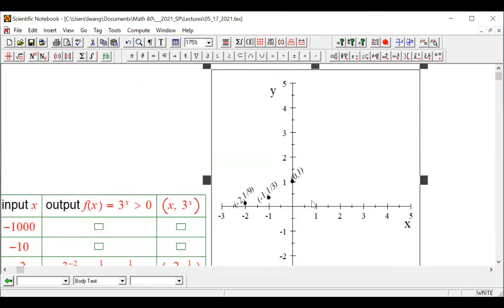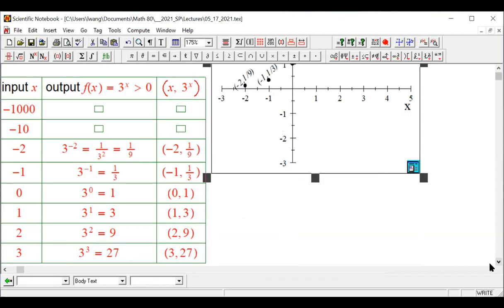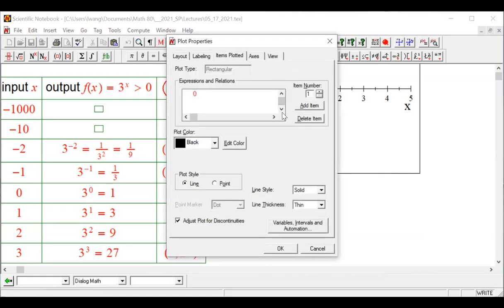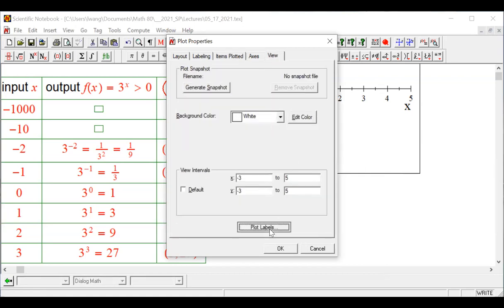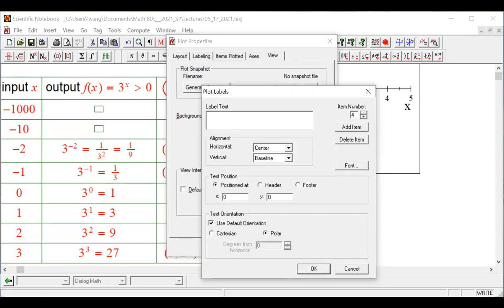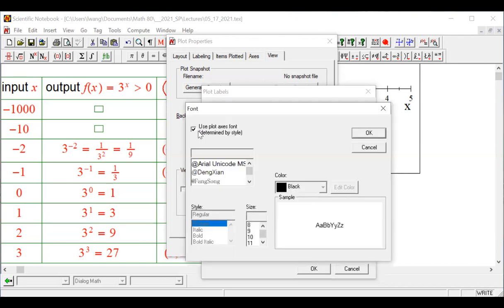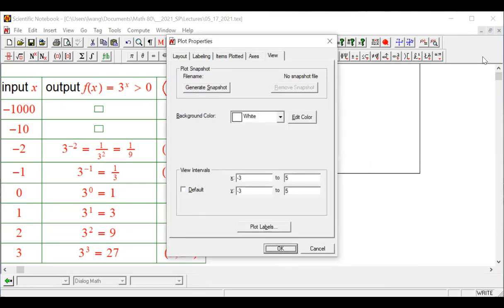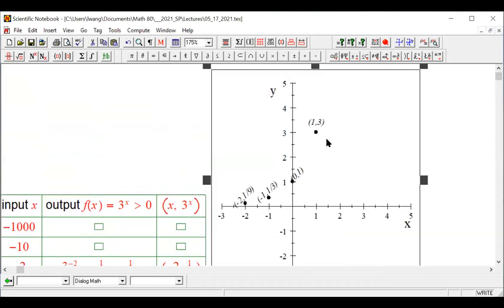Okay, 0, 1. And next is going to be 1, 3. That dot, and we're going to mark it. 1, 3. Okay, and the fonts italic, and let's see how that goes. 1, 3, right?